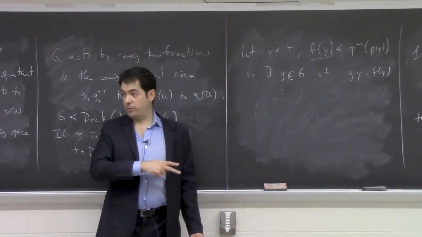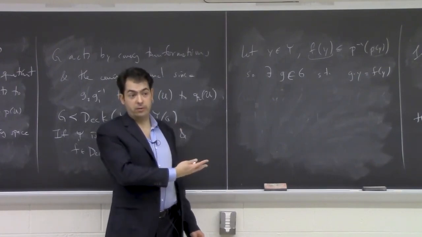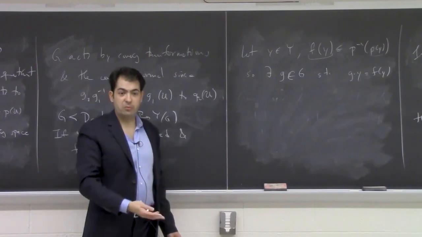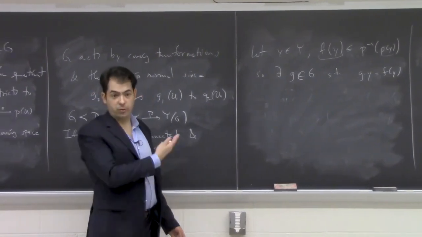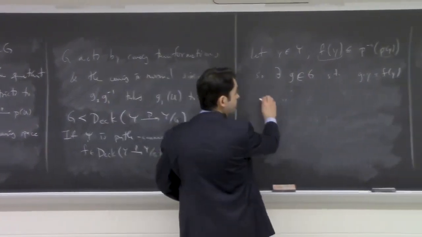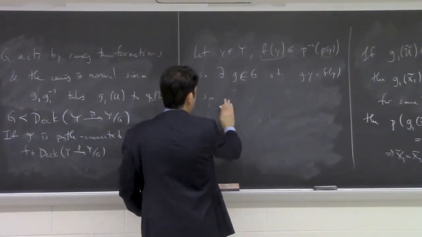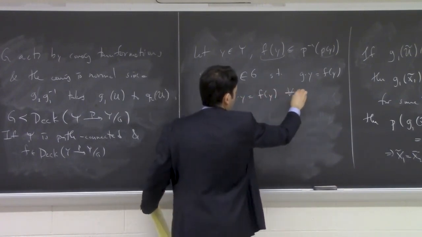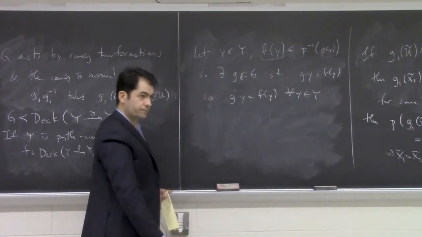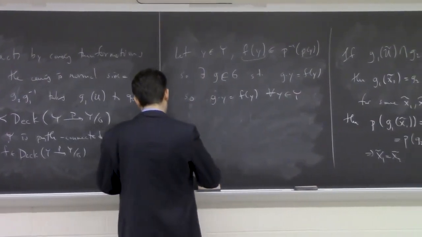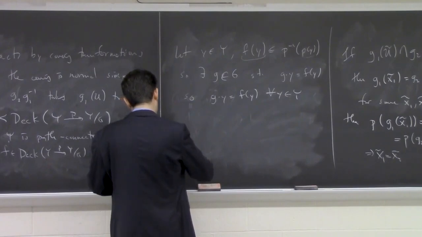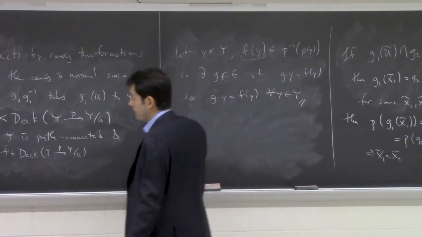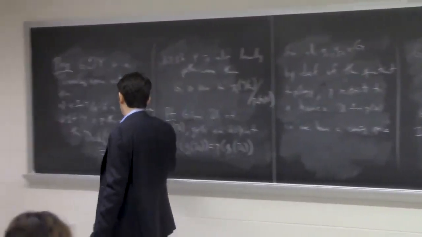So here we have two deck transformations, and their image coincides on a point. So because we have path connectedness, deck transformations are determined by what they do to a single point, and so they coincide everywhere. G of y is equal to f of y for every y. Okay, so that gives us parts A and B.